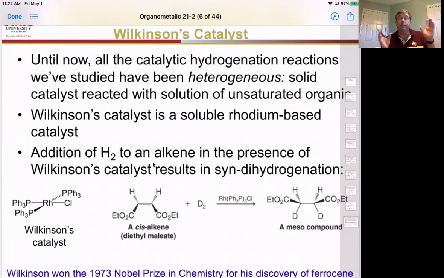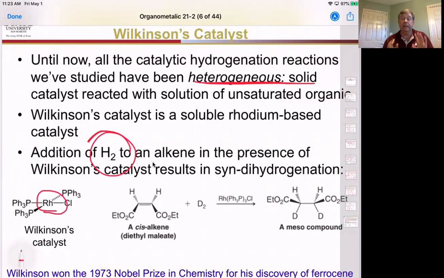The last thing I want to talk about is Wilkinson's catalyst. Wilkinson's catalyst is an organometallic reagent that is completely soluble in organic solvents. So you can dissolve this rhodium catalyst in a solution and add a little bit of hydrogen gas here, and you can get catalytic hydrogenation onto double bonds. Now, this is completely dissolved. It's what we call homogeneous or soluble catalyst systems. And just like with the solid heterogeneous systems, we still get syn addition, okay? So even though it's completely dissolved in the system, we get syn addition for the system.